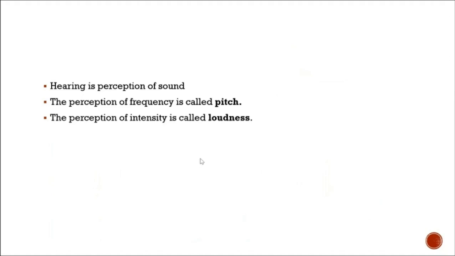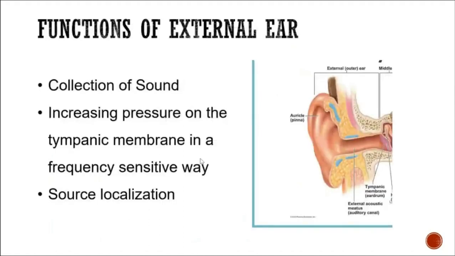So if you want to know the functions, we are dividing the ear into three parts. The external ear, which is the pinna. What are the functions of the external ear? It is going to collect the sound, collection of sound, and increase the pressure on the tympanic membrane in a frequency sensitive way. And the other is source localization.